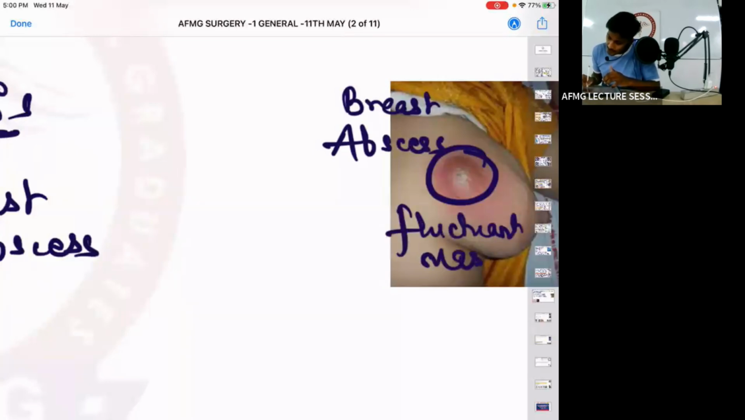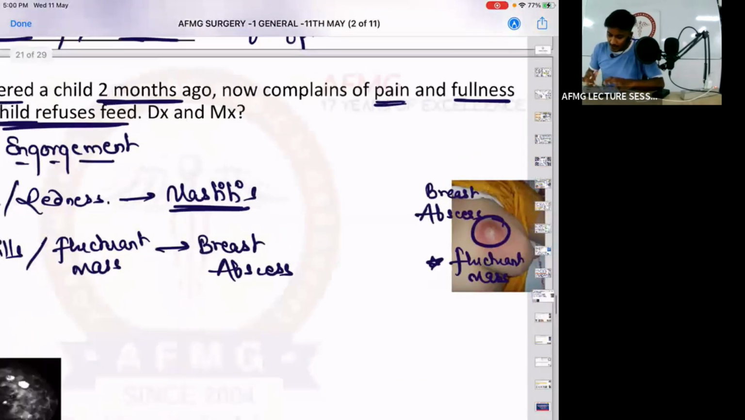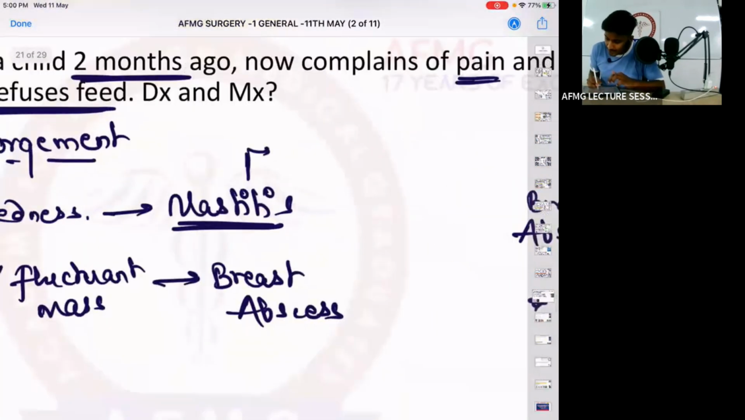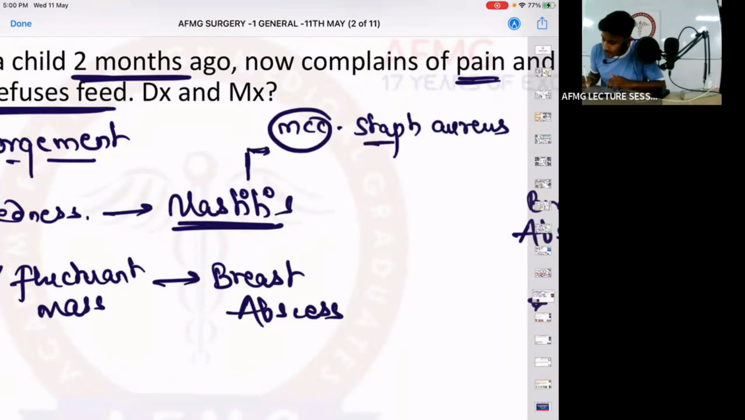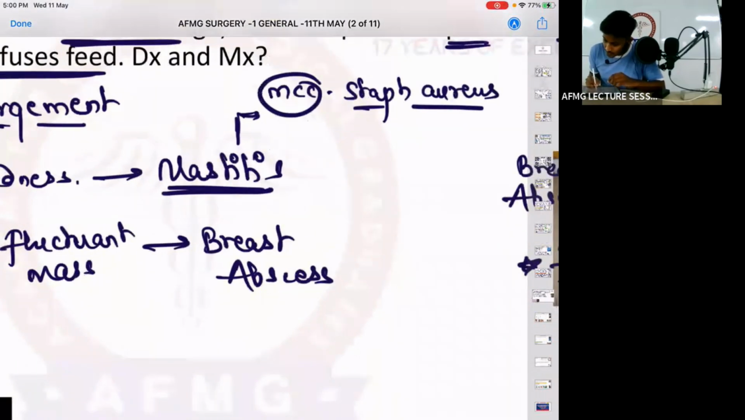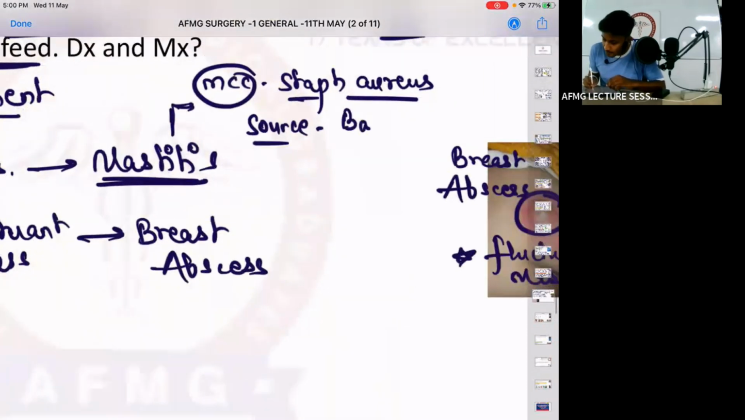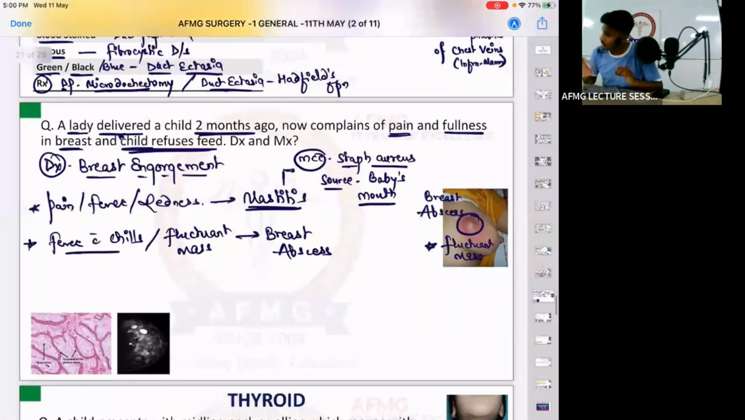What is seen in breast abscess? Fluctuant mass. What is the treatment? तो पहले तो ये बताओ, most common cause of mastitis. Most common cause of mastitis is Staphylococcus aureus, and most common source would be baby's mouth or baby's oropharynx. So this question also came. Most common source of infection in mastitis. The answer was baby's mouth or oropharynx. ठीक है? Important. No issues with this.